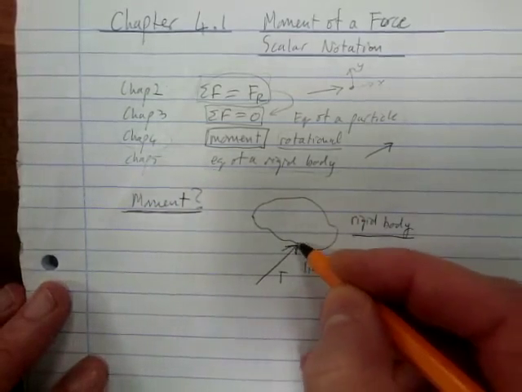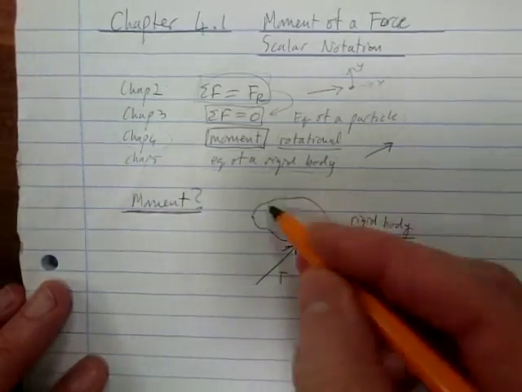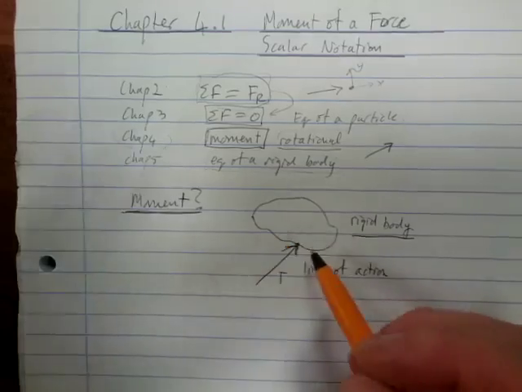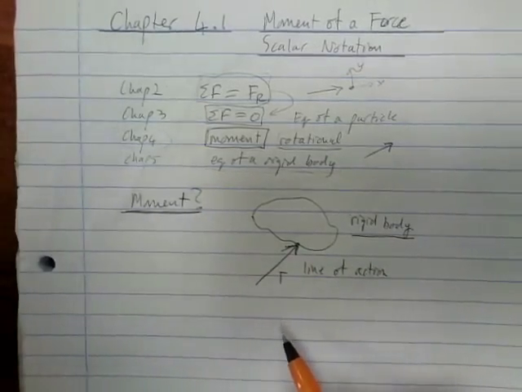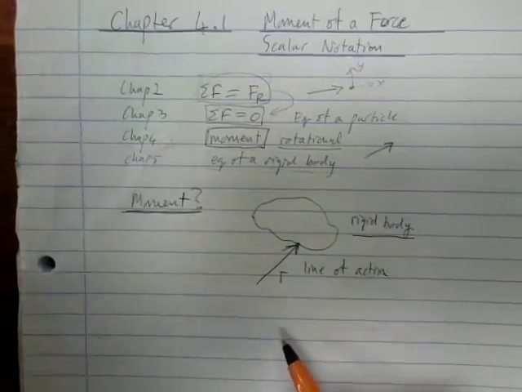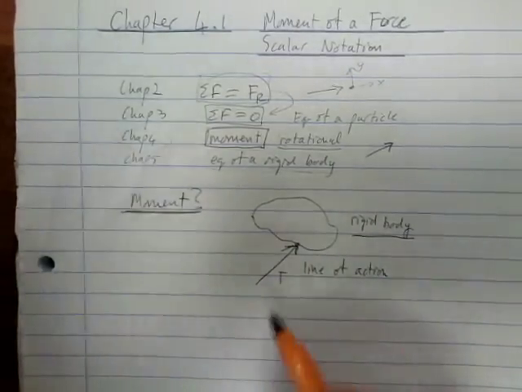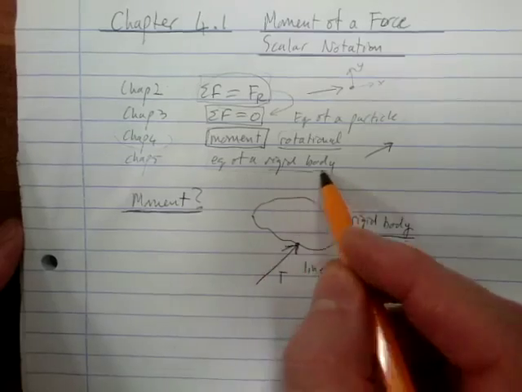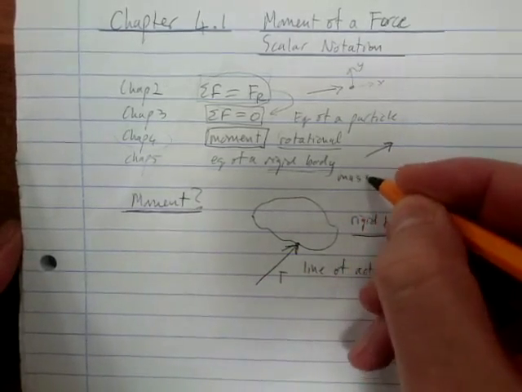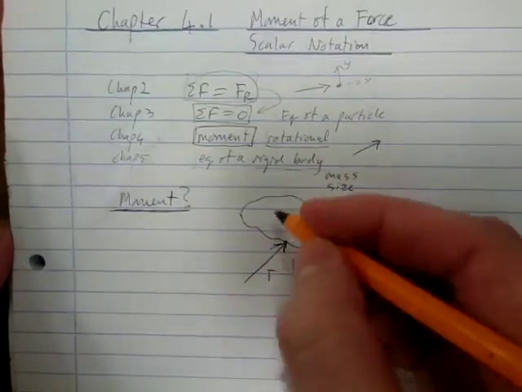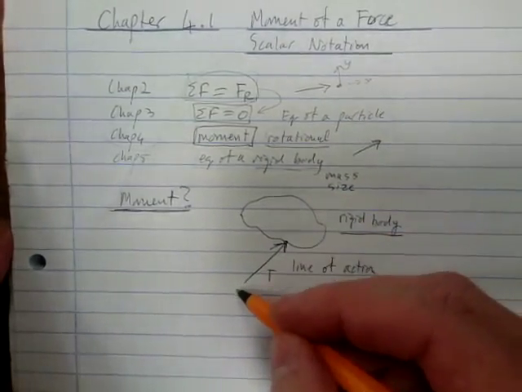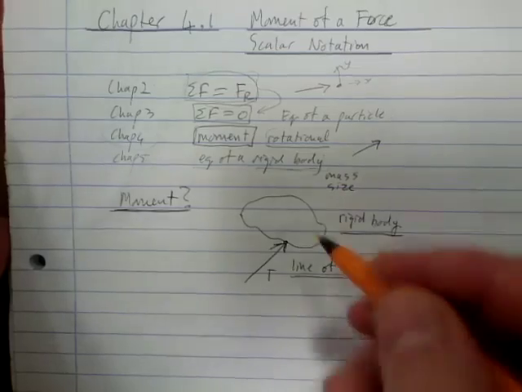So if I'm applying a force here to any body, and what is a body? A body could be a laptop, a car, a cup, a beam, it could be whatever. A body is simply something that has mass and size, if you recall. Alright? So here is a body, and we're talking about the line of action.